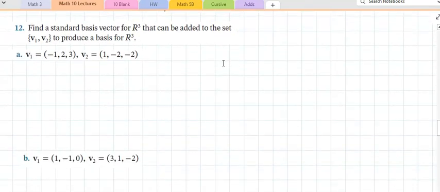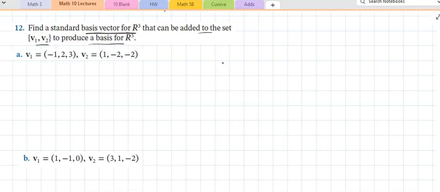Now again, we should really practice this a lot, something that's never going to go away. Now I want to look at number 12. Find a standard basis for R3 that can be added to the set V1, V2 to produce a basis for R3. What they have here on 12 is -1, 2, 3, 1, -2, -2. They're saying figure out one more vector so that it will form a basis for all of R3. If you want to form a basis for R3, you need 3 linearly independent vectors that have 3 components each.